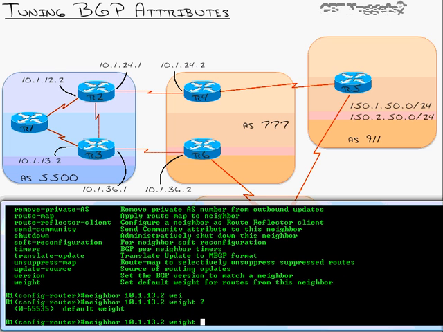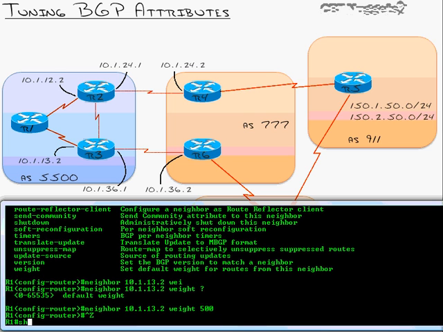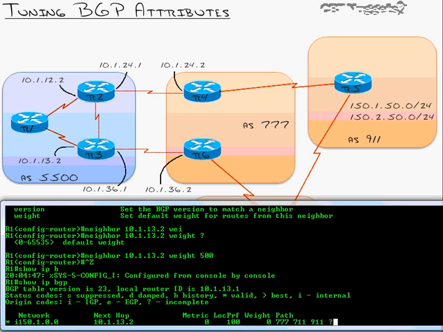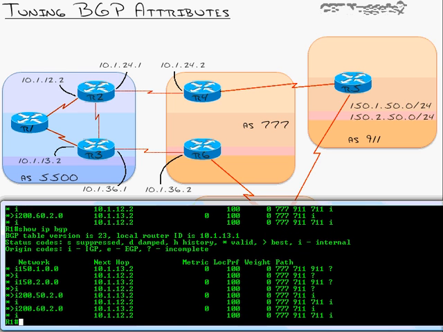Right there, I can type in the default weight. 1 is better than 0, 2 is better than 1. The higher you go, the better you are. So let me just set them all to, we'll say 500. We'll go nuts. So I'm setting the weight for all the routes from that neighbor. Now, I'm going to go back here and do a show IP BGP, and you can see the weight has not changed. I hit the up arrow, has not changed.